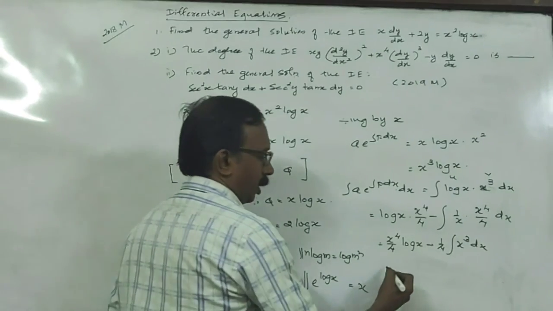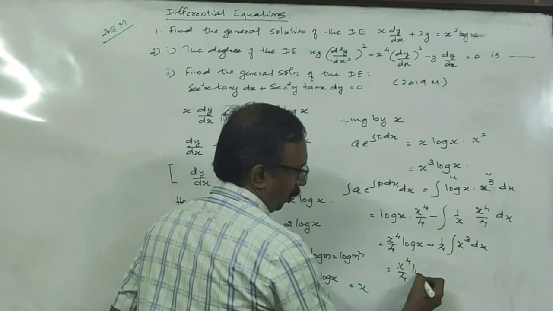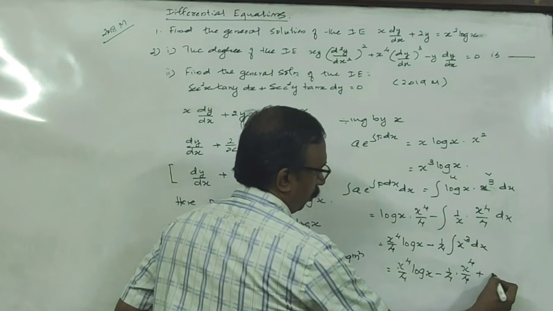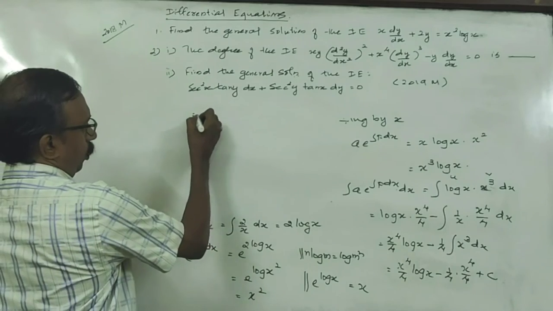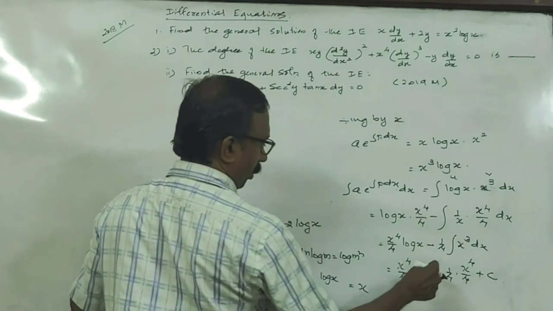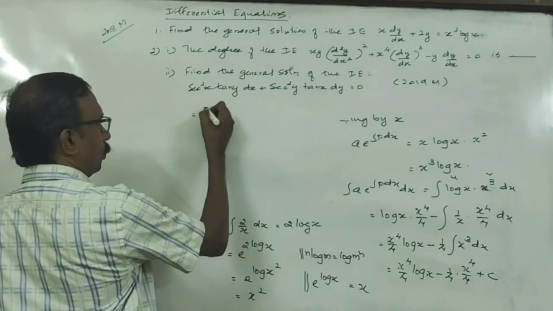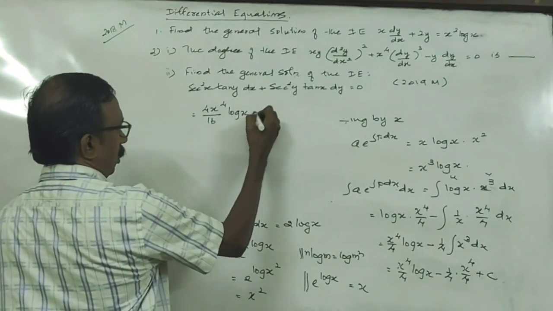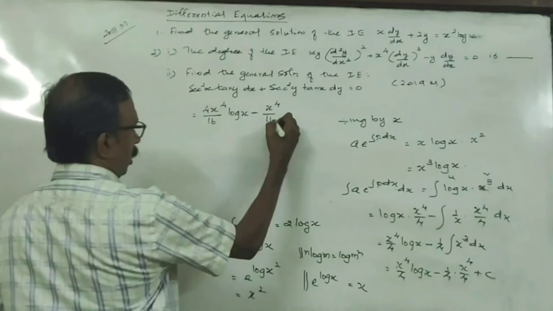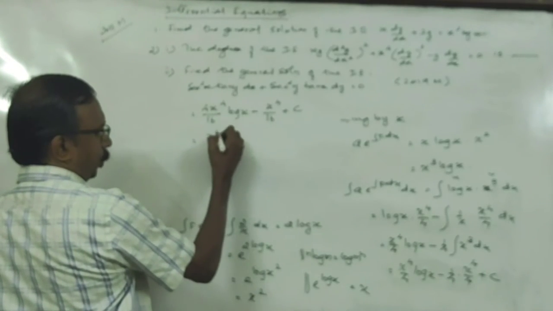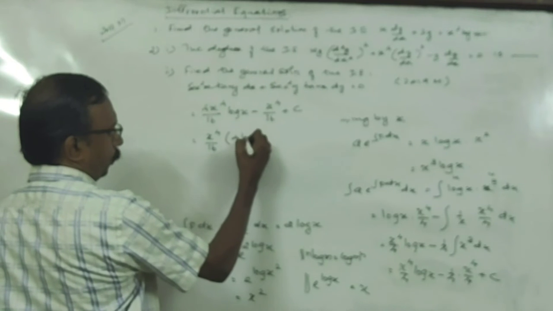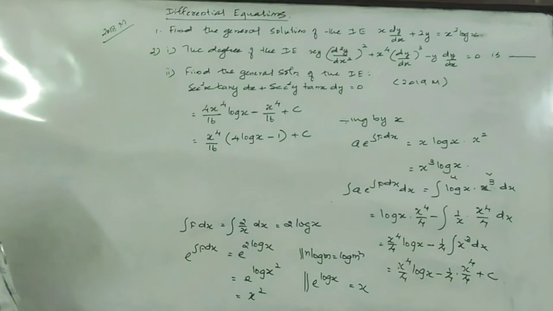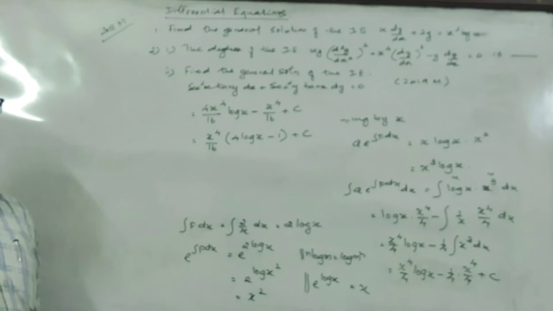Now the integral value of x cube is x raised to 4 by 4. So we have x raised to 4 by 4 log x minus 1 by 4 into x raised to 4 by 4 plus c. Here we can take 1 by 16 common. It can be written as 4x raised to 4 divided by 16 log x minus x raised to 4 by 16 plus c. Here we can take x raised to 4 by 16 into 4 log x minus 1 plus c. This is the integral value of q e raised to integral pdx.